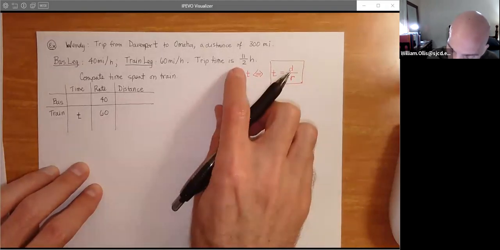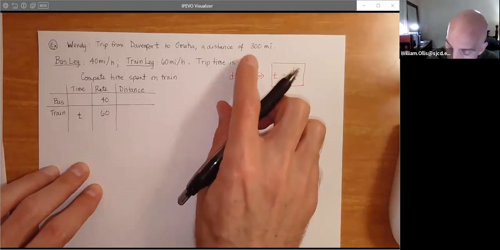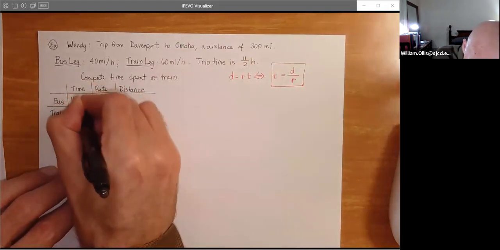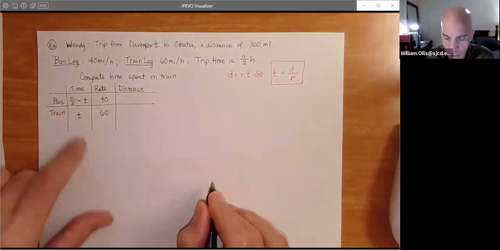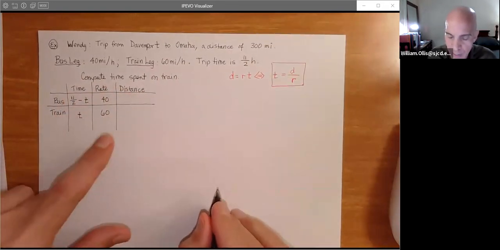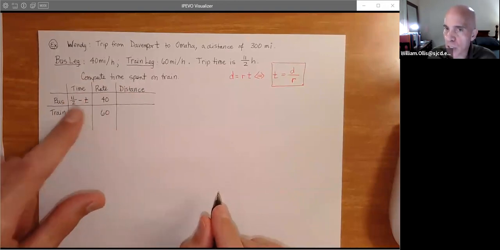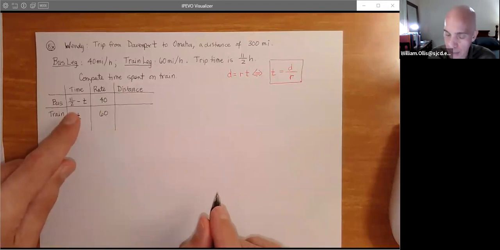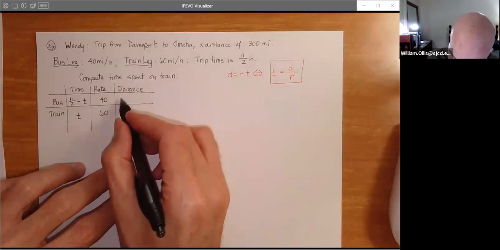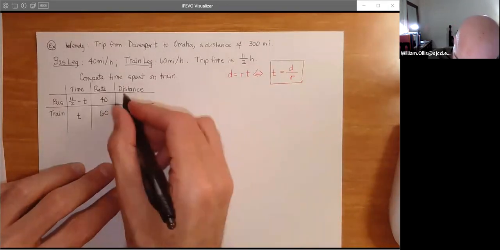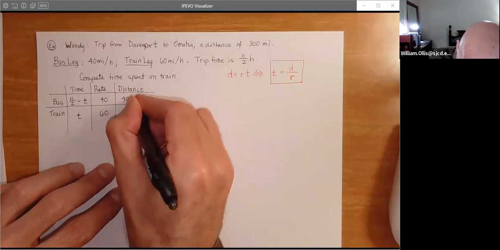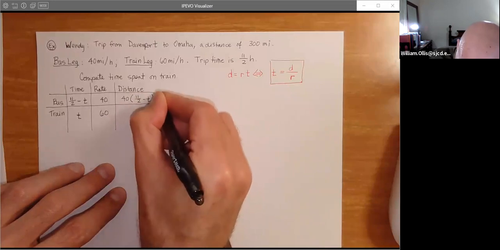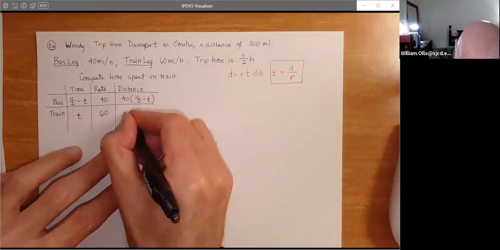And then, of course, the trip time here, total time is 11 halves hours. So the time on the bus would be 11 halves minus t. So this is where the chart is very useful in the sense that the organization maybe is a little bit harder to keep in your head, whereas here this is explicit. And then distance in this case will just be rate times time. So we have 40 times 11 halves minus t. And here we have 60t.